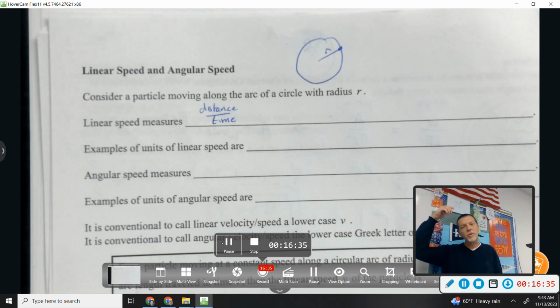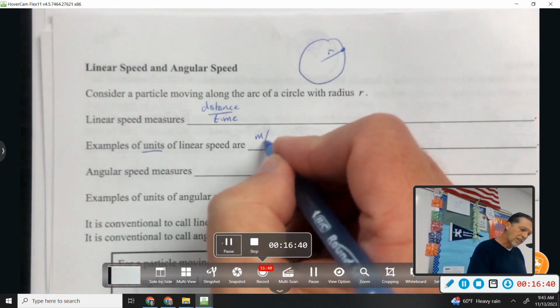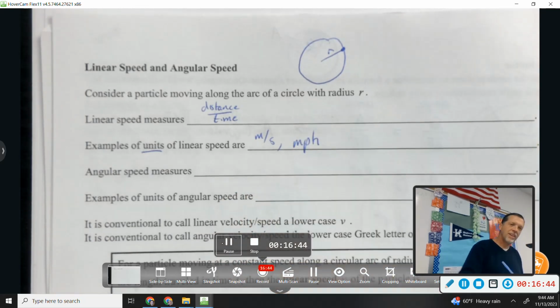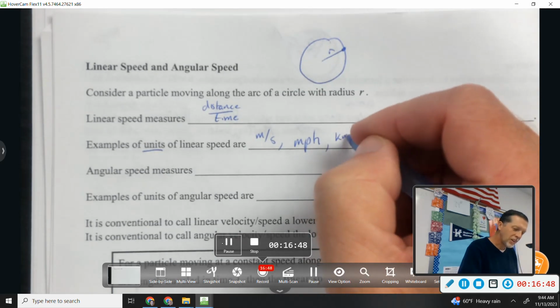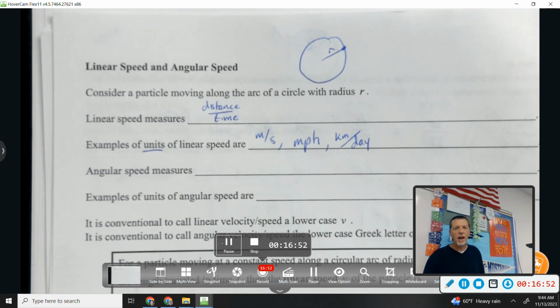Examples of linear speed. So you tell me, what are units of linear speed? Meters per second. Miles per hour. Sure, kilometers. Let's go crazier. Kilometers per day. Who knows? If you're hiking, that would be an appropriate unit, right? Like, how many miles did you walk today?